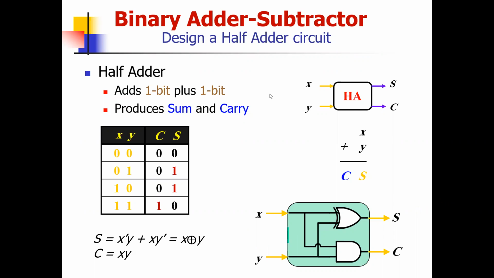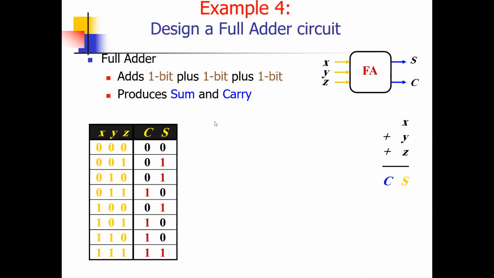So for the full adder, what will you do? You have 3 inputs, and how many outputs? 2 outputs, sum and carry. So 0 plus 0 plus 0, the answer will be 0 0. Then 0 plus 0 plus 1, answer will be 0 1. 0 plus 1 plus 0, answer will be 0 1: carry 0 and sum 1. When you have 0 plus 1 plus 1, 1 plus 1 means sum 0 and carry 1. So you will get this. Clear? Now how many K-maps?